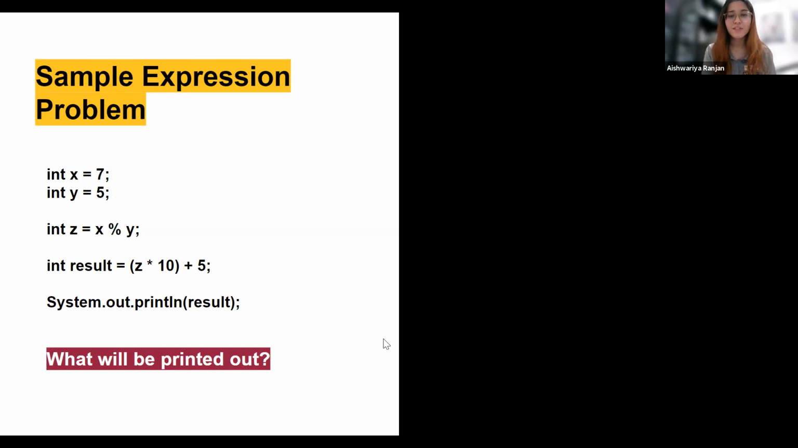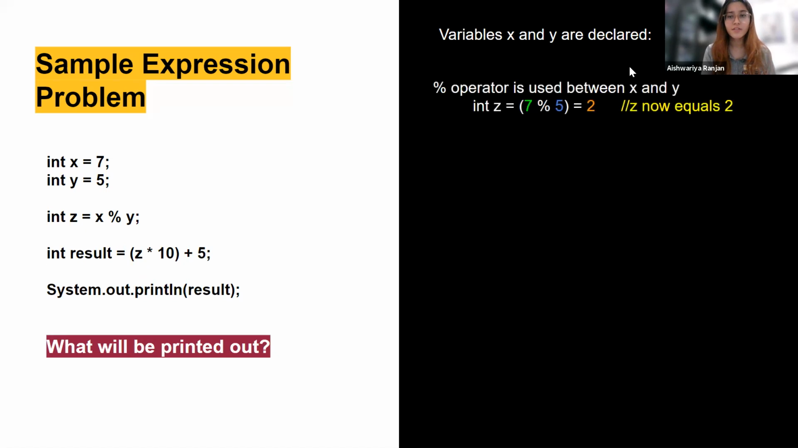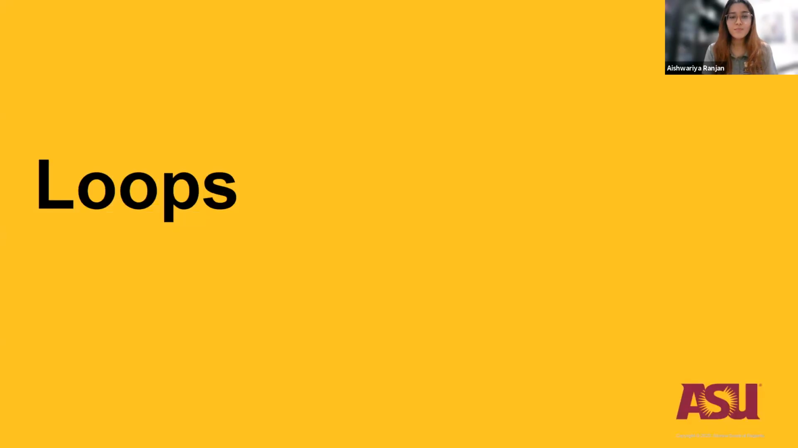Let's see. Okay. So variables x and y are declared. Then the modulo operator gives you the remainder of the numbers being divided. So 7 divided by 5 would give you a remainder of 2. So z has the value 2 stored in it. Now int result would be 2 times 10 plus 5. So that is indeed 25. Okay.